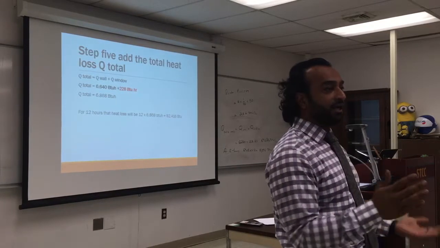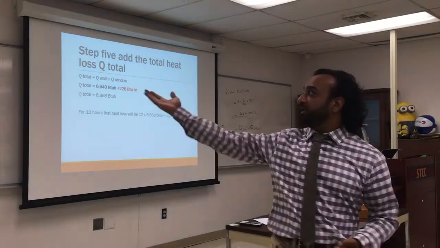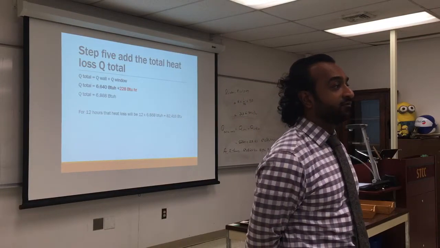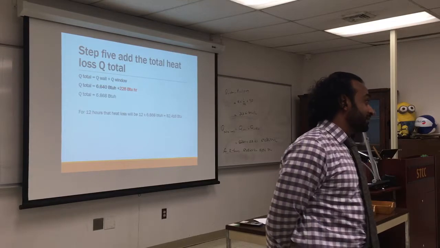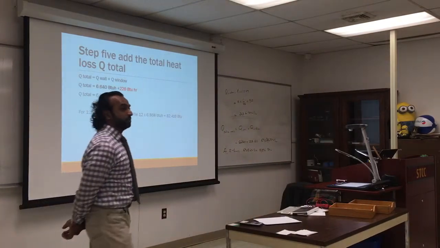And you can use a calculator. There's only one formula we need: Q equals A times U times delta T. The formula for area is very simple. Usually they're rectangular. You're hardly ever going to find a non-rectangular wall. So walls are usually rectangular.